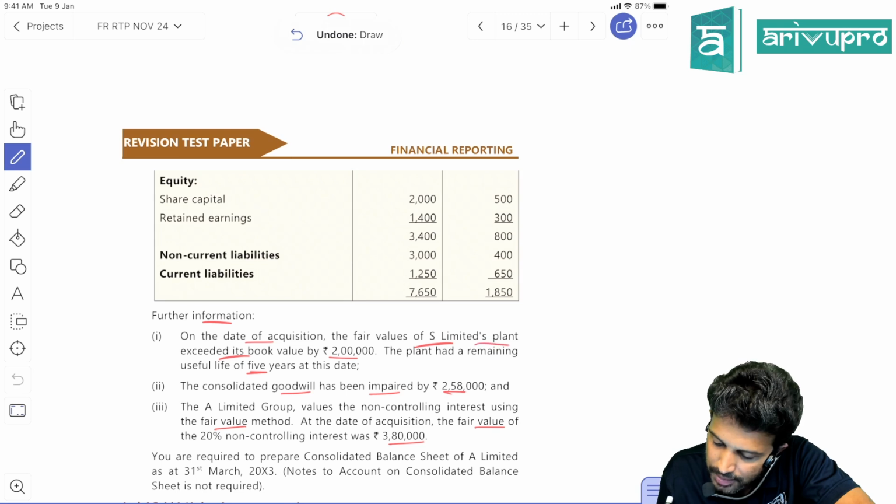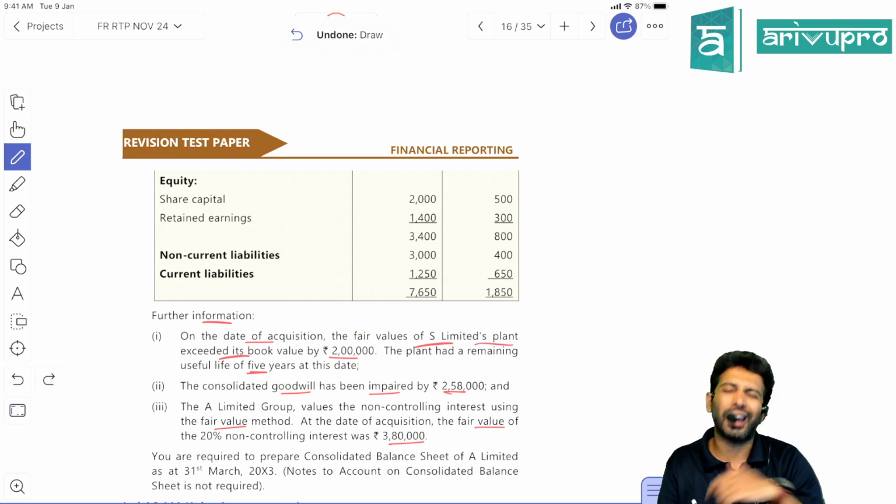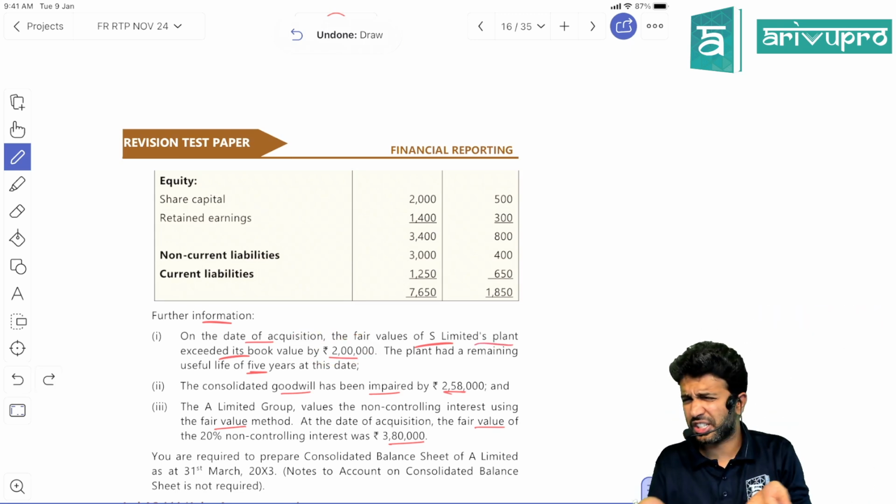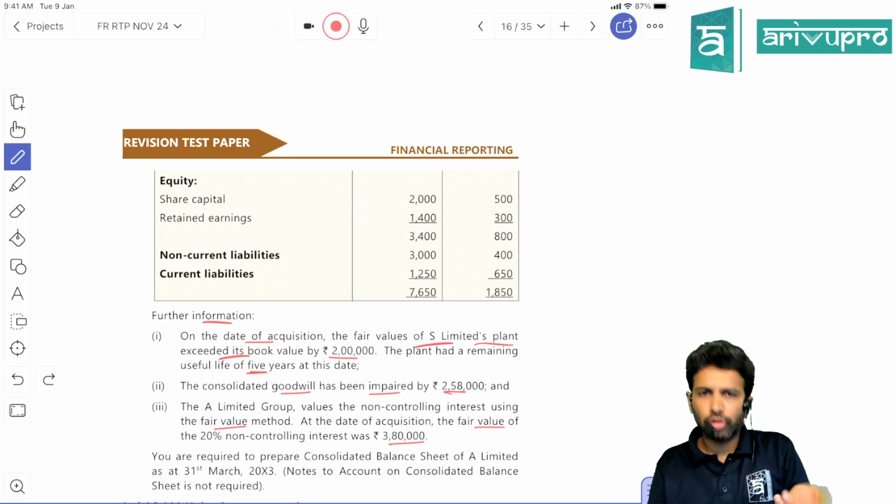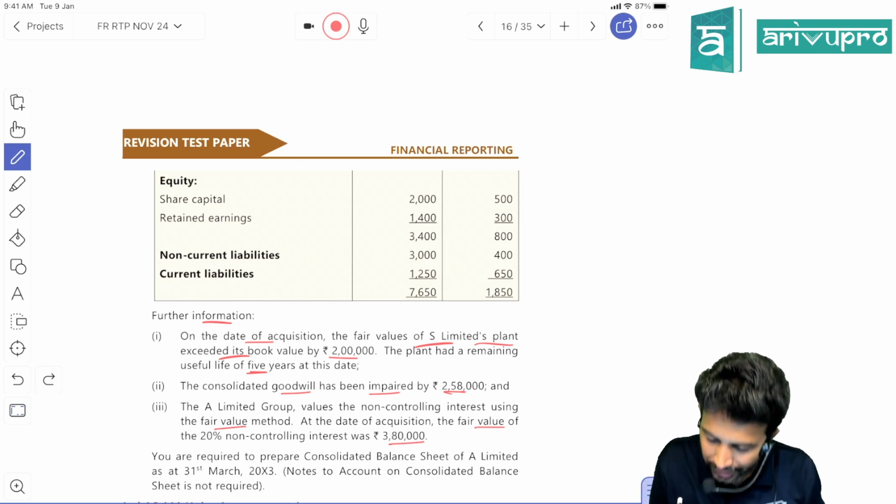The fair value of S Limited's plant exceeded book value by 2 lakh. So they're saying it's a revaluation adjustment. This is our fair value adjustment. So compared to book value, fair value is more by 2 lakh rupees.